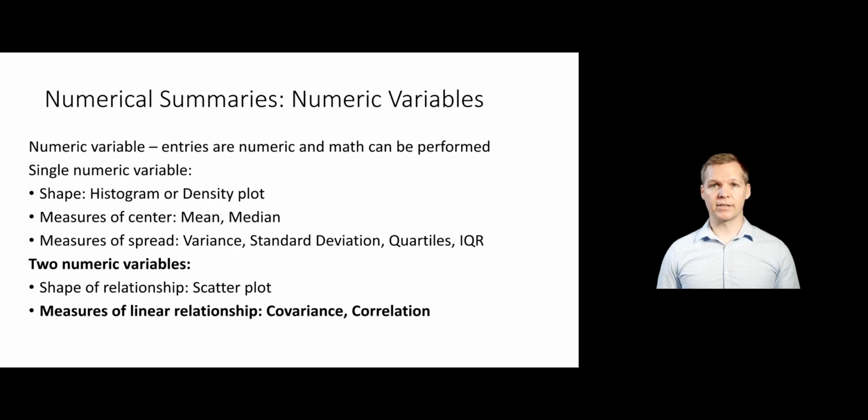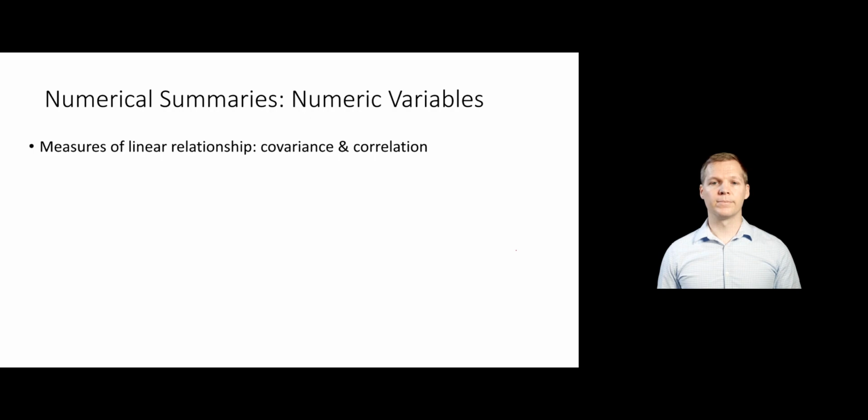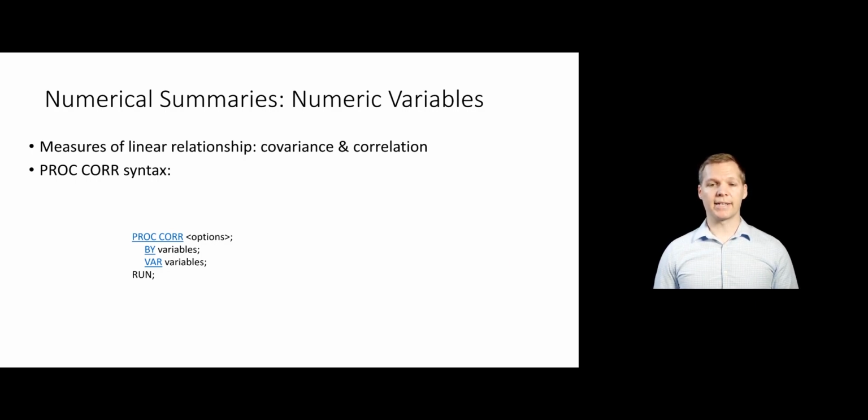There are two statistics that we look at for that, covariance and correlation. Now, to get these things out in SAS, there's a PROC for it. PROC CORR is going to allow us to find correlations and covariances between variables. Here's the basic syntax, PROC CORR statement. There are some options on that we'll look at in a second. Just like before, you can use a BY statement if you want to do this by different variables. But then you just specify which variables you want to look at the linear relationship between in the VAR statement.